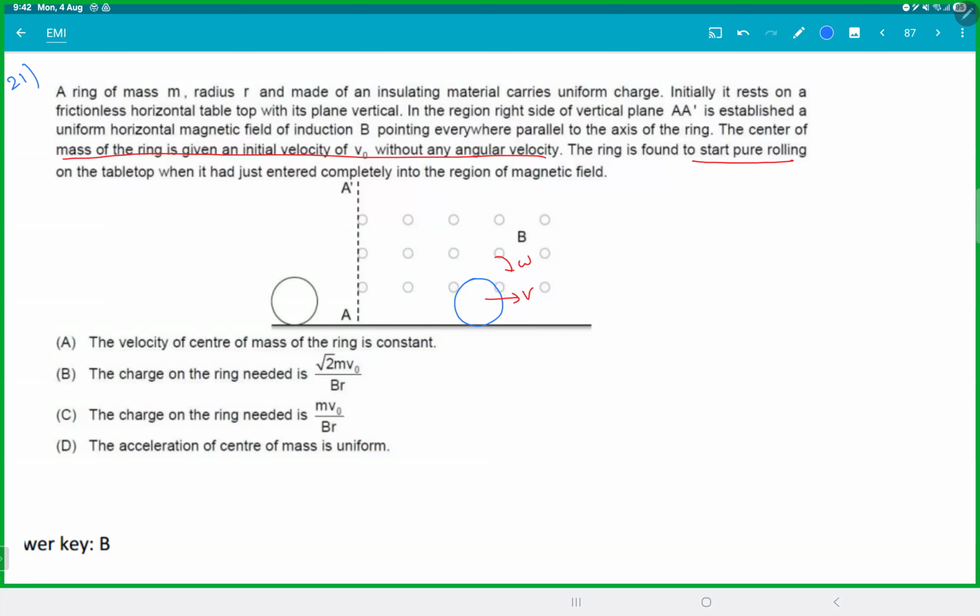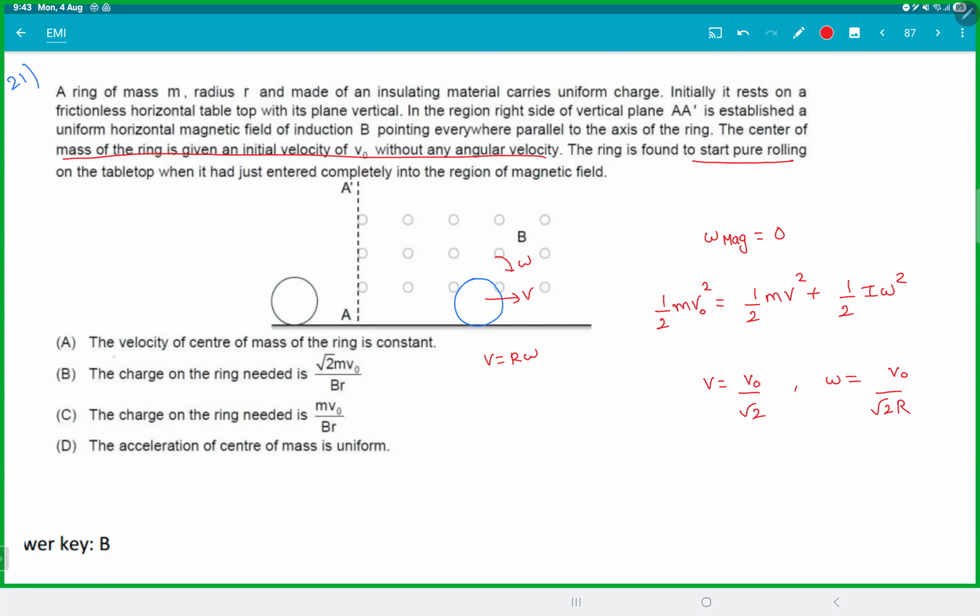So we need to approach this in a different way. What is work done by magnetic force? 0. There is no other force, so energy must be conserved. Start from there. Half m V0 square is half m v square plus half I omega square. Since it is not slipping, V is equal to R omega. And it is a ring. So V is equal to V0 by root 2. Omega is V0 by root 2R. This much you can figure out.